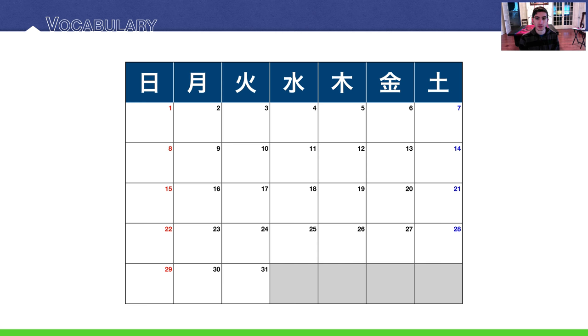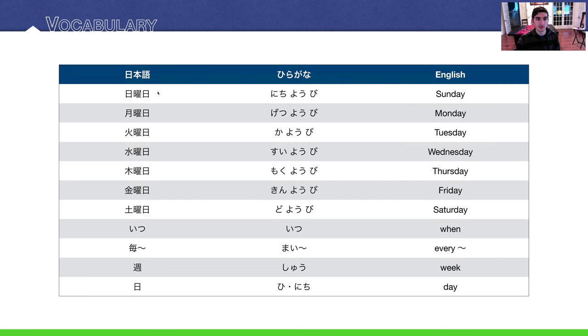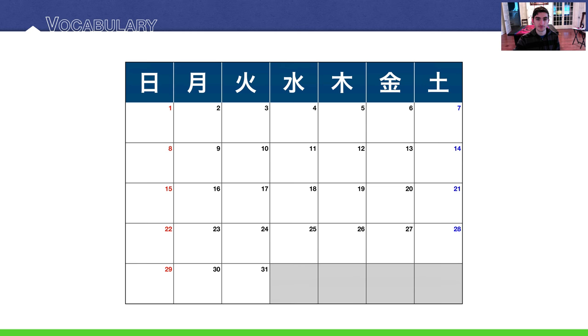Before we get into our grammar, I just want to show you what a typical Japanese calendar looks like. You're going to be seeing a lot of calendars in this lesson. You'll see that the days of the week are ordered from Sunday to Saturday: 日, 月, 火, 水, 木, 金, 土, 曜日. Going back to our vocabulary, calendars use the first character of each day of the week, presented here at the top. For whatever reason, most calendars have the numbers on Sunday in red and the numbers on Saturday in blue. I don't know why, that's just how they do it.